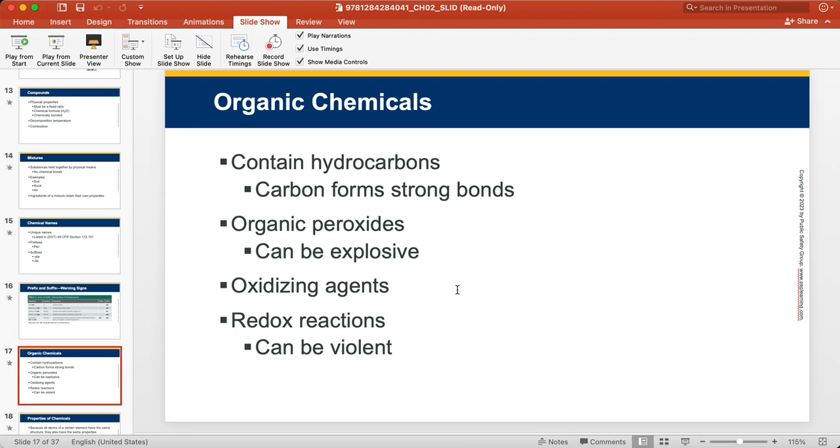Organic chemicals contain hydrocarbons, carbon forming strong bonds. You have organic peroxide, which can be very explosive, oxidizing agents, and then redox reactions, and they can be very violent chemical chain reactions. So oxidizing agents. Number one, oxygen, right?